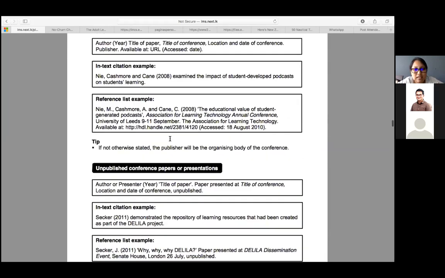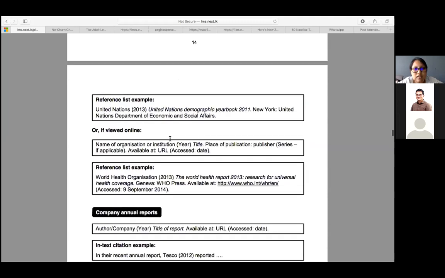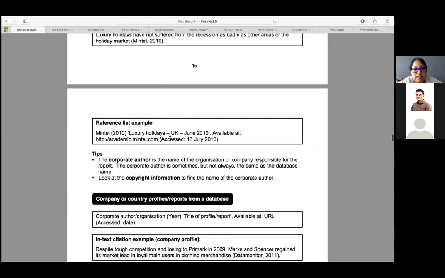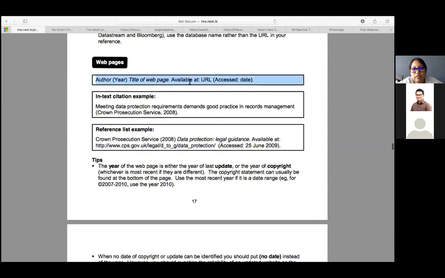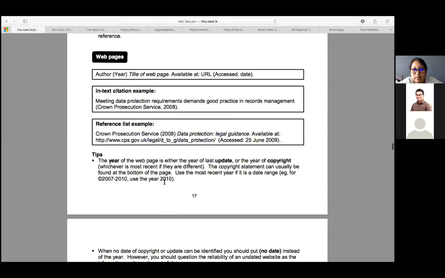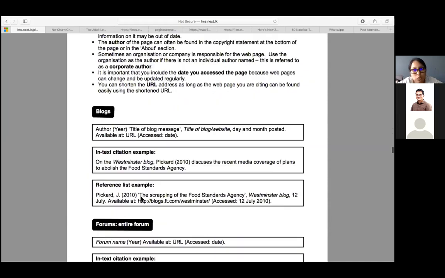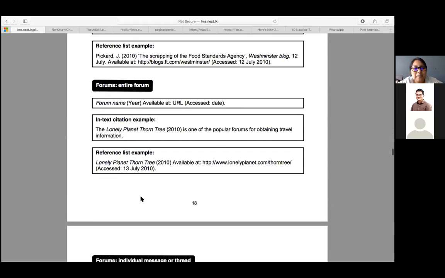If I'm not mistaken, I think we've also given things like websites, how you refer web pages, right? How you refer blogs. I don't recommend blogs for any academic writing exercise. How you refer a forum.